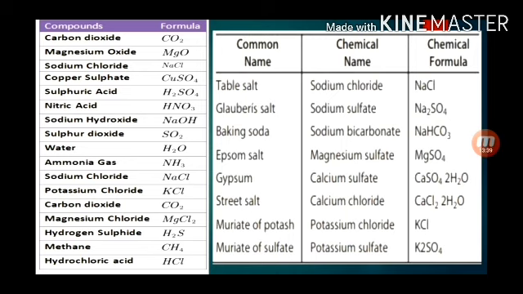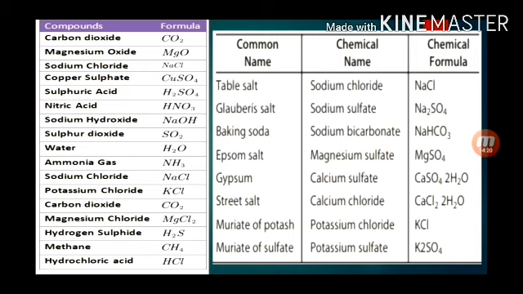Copper sulfate, CuSO4. If I ask what the atomicity is: 1 atom of copper, 1 atom of sulfur and 4 atoms of oxygen. How many atoms are there? 6. This is an example of a polyatomic compound. So many examples are given. Try to write all these formulas in your copy and learn them, because it is very important. It may be asked in your examination what the formula of a compound is, what its atomicity is, and what its proportion is.